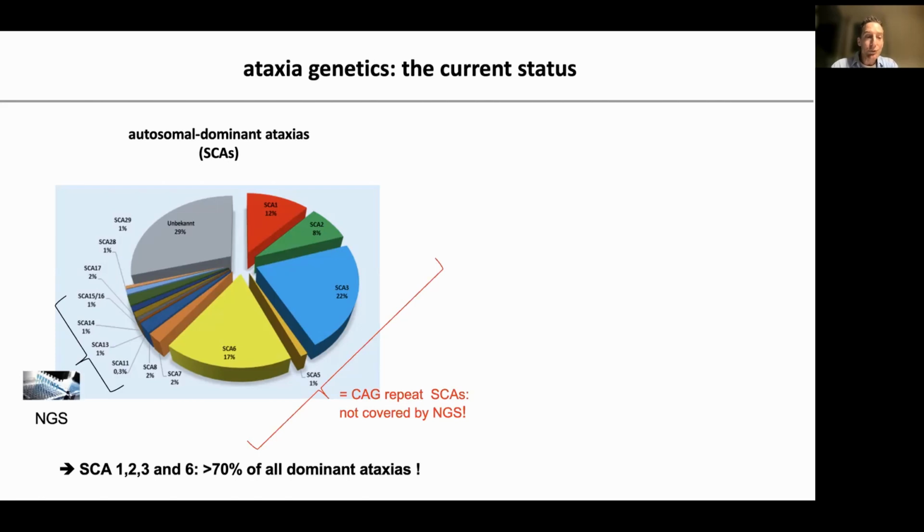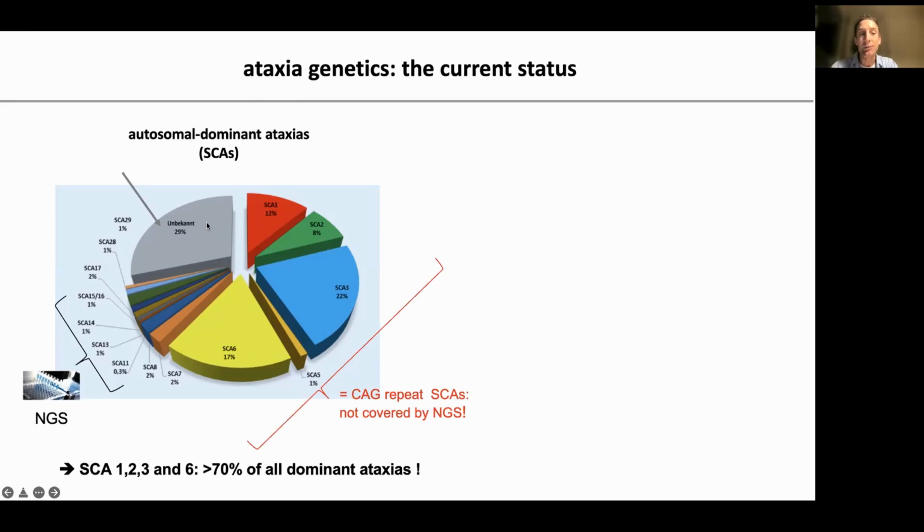There are other ataxias which are, however, much more rare. Those you do cover with next-generation sequencing. Those are caused by so-called conventional SCAs or conventional mutations. With conventional SCAs, we mean all those SCAs which are caused by normal mutations other than repeat expansions. And about one third of the dominant ataxias is still unsolved. This means we have to come up with new methods to still tackle this upper third and make them trial ready by finding a genetic diagnosis.